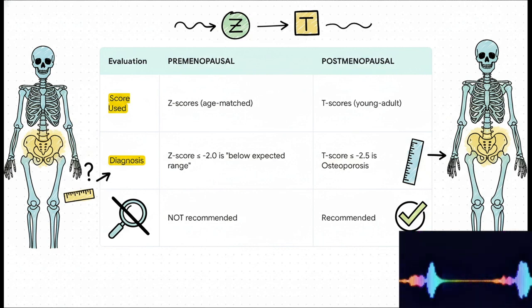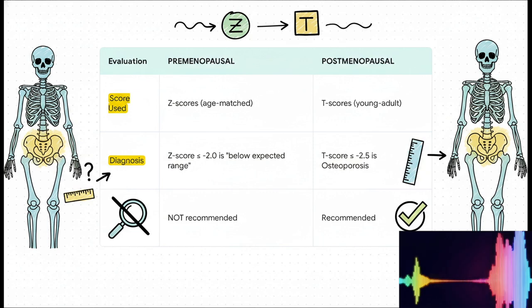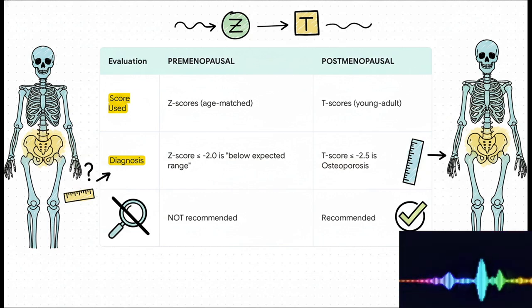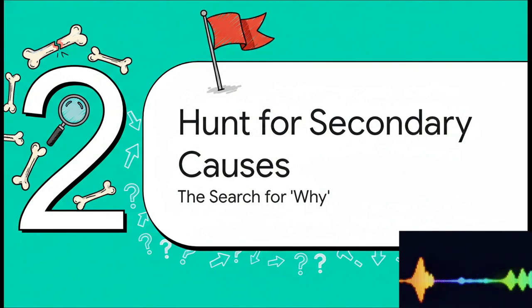This is precisely why we don't do routine screening in this population. We just don't have the data to link a specific BMD number to their short-term fracture risk. So if the Z-score isn't a simple risk predictor, what is it then? Well, you should think of it as a bright, flashing warning light. It's signaling the absolute need to start digging deeper and hunting for an underlying cause. It's all about finding the why.